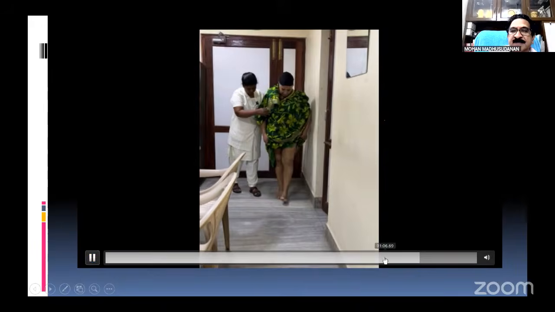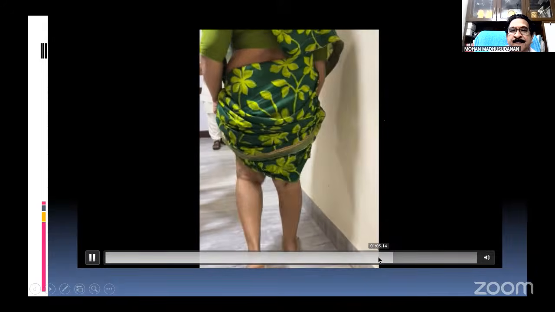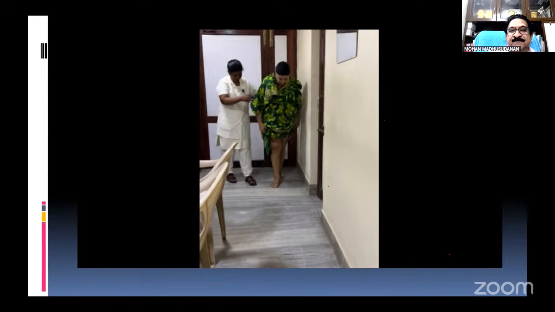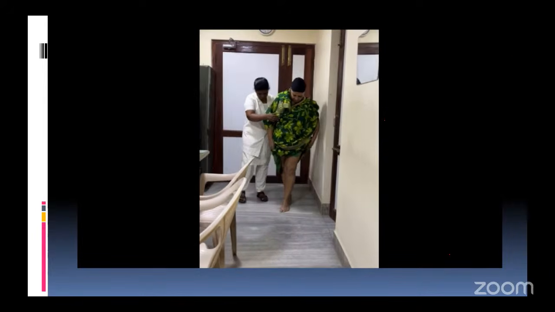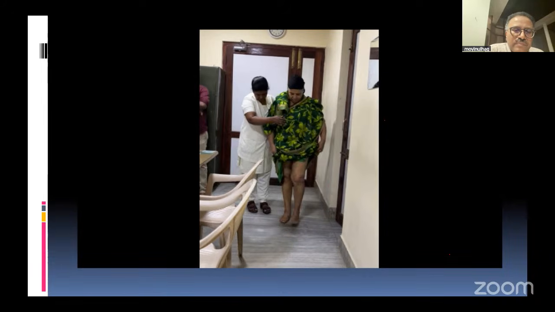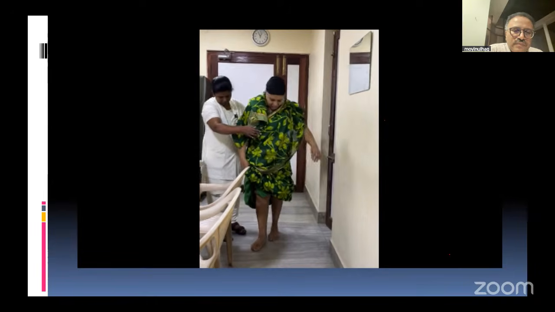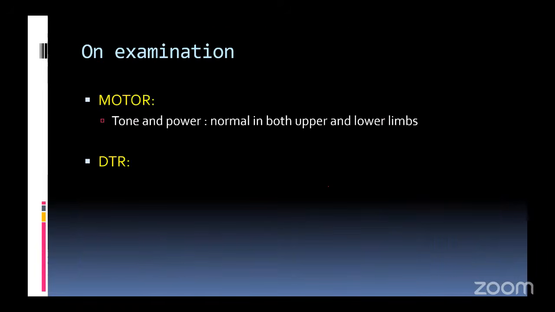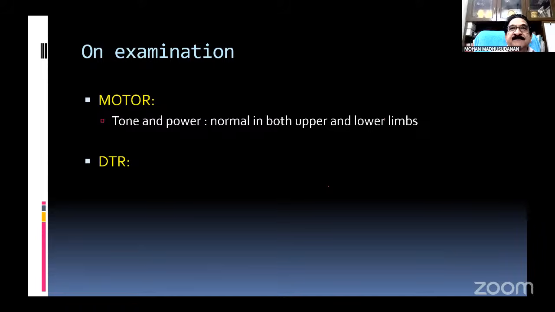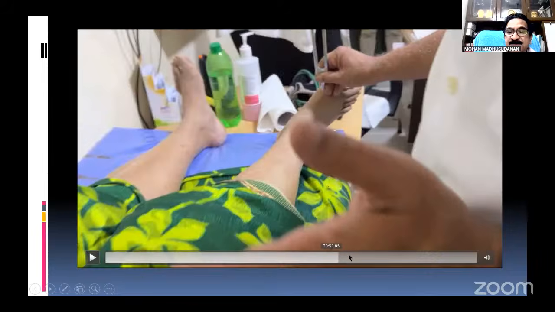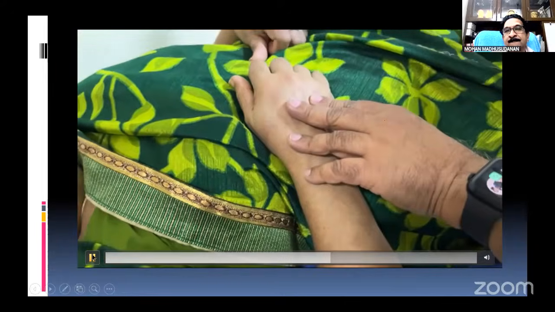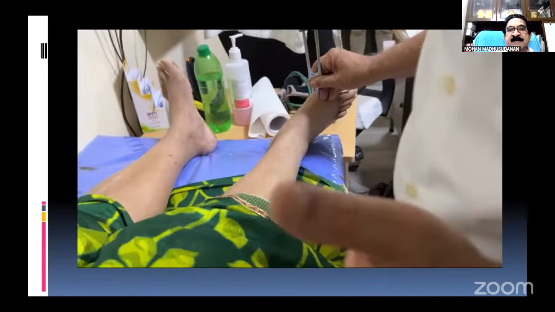Whatever it is, the broad base is there. Vibration, joint and position sense are normal. Cerebellar then, how is Romberg, sir? Romberg is negative. Actually, I'll show the normal. There is mild imbalance. I'll show the Romberg. When standing, the feet are imbalanced.